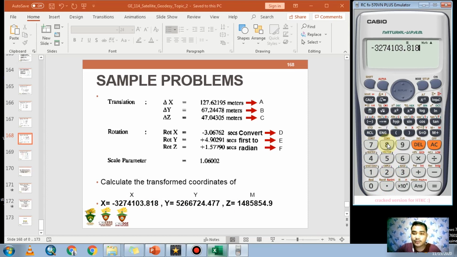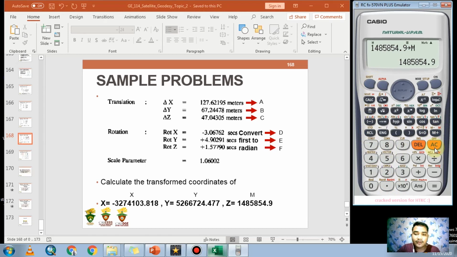3274,103.818. Store na to siya sa X. The next is 5266,724.477. Store na to siya kang Y. Lastly is 148 5854.9. Store na to siya sa memory M.